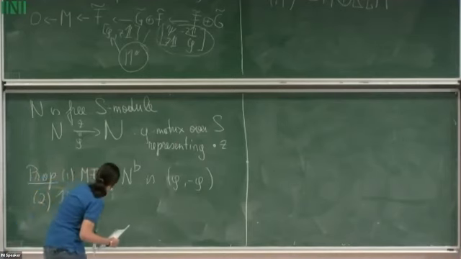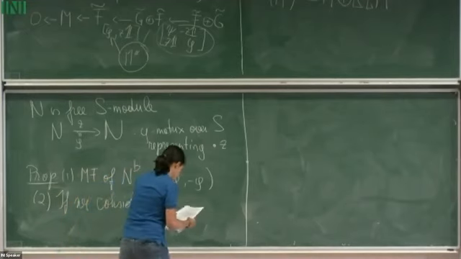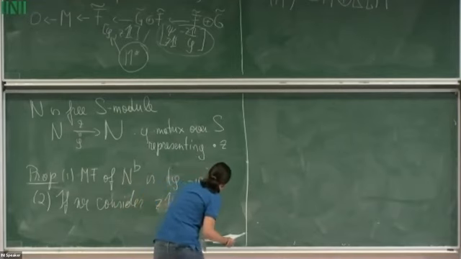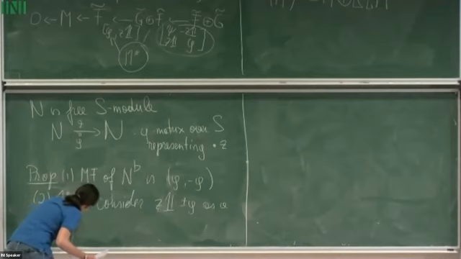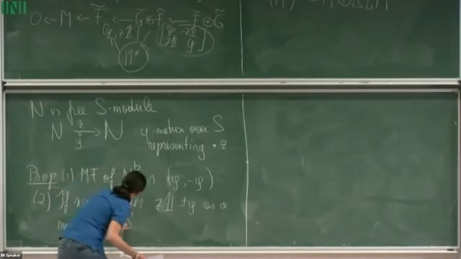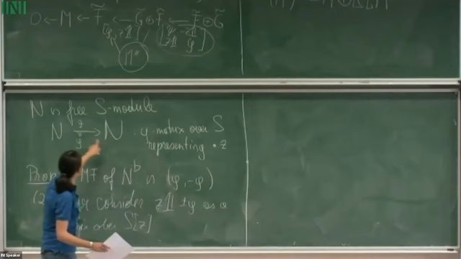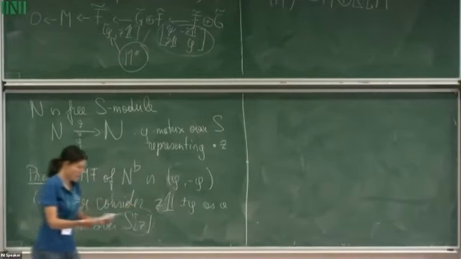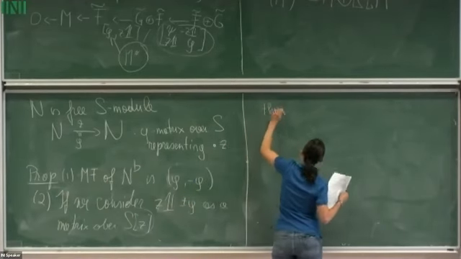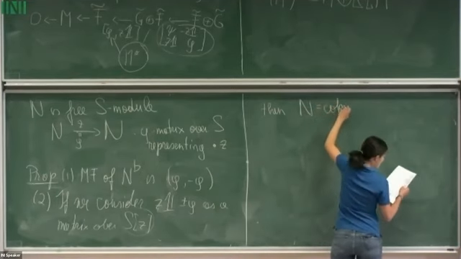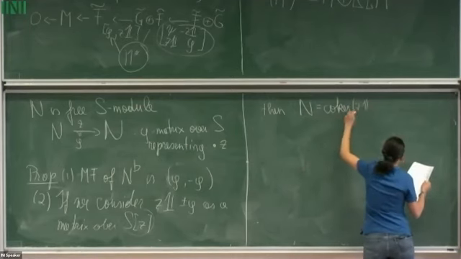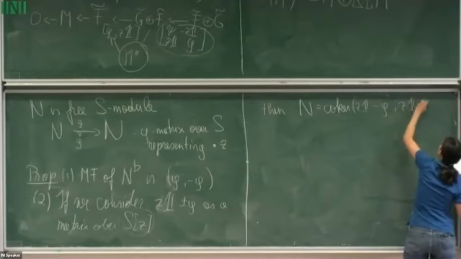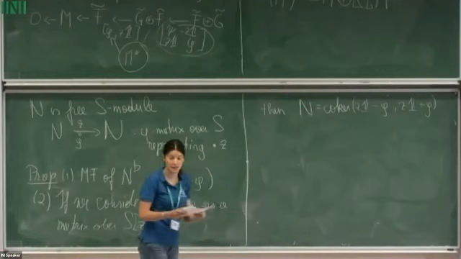So if we consider 1 plus or minus phi as a matrix over S mod Z, then this phi doesn't have entries that contain any Z, and so I can just look at this as a matrix of entries in S mod Z. So then we have that N is given as the co-kernel of minus phi, so as the matrix factorization. Okay, so this is a direct calculation.